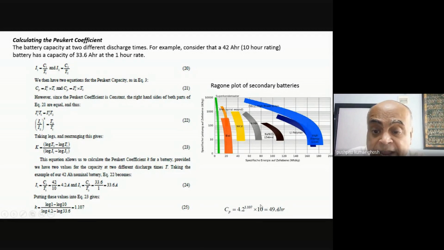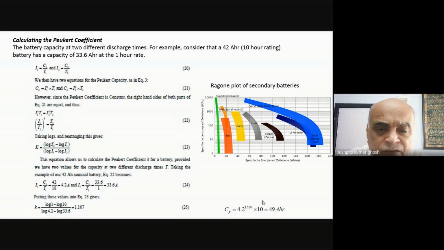So what it's saying is that my intrinsic capacity was 49 ampere hour. Out of that, I got 42 ampere hour when I operated over 10 hours with a lower current flowing. And when I tried to operate it over 1 hour, discharging very high current, then it comes down to 33.6 ampere hour. So that's what it is. What that also tells you is that obviously the efficiency is going down as I discharge faster.